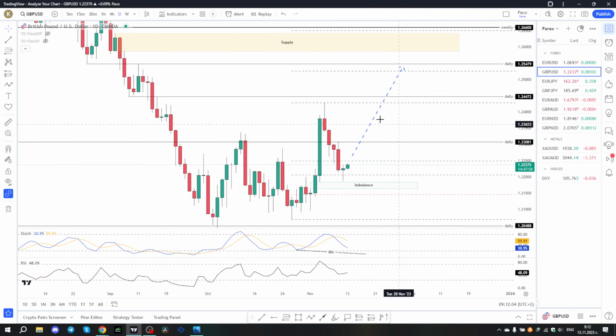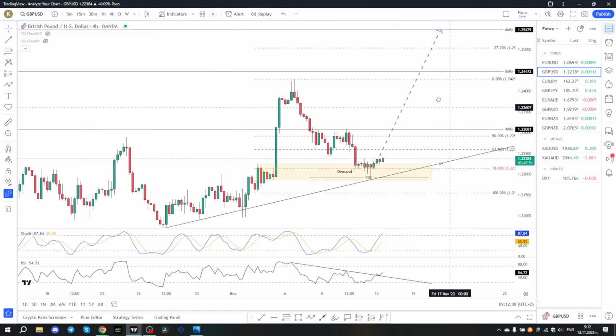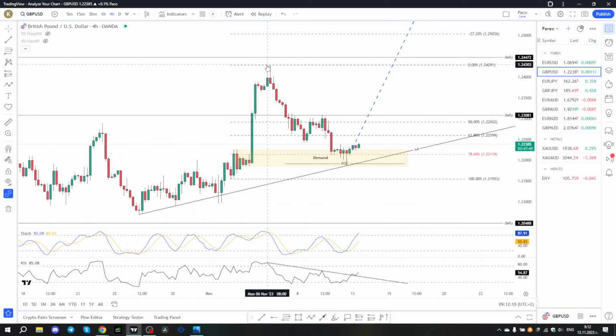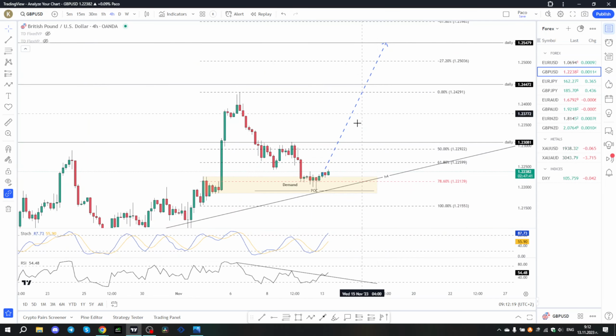This is pound to US dollar. On the smaller time frame, as we said, we had again a very good bullish impulse wave for retracement to the demand zone and the point of control, and we are expecting to see some up movement.